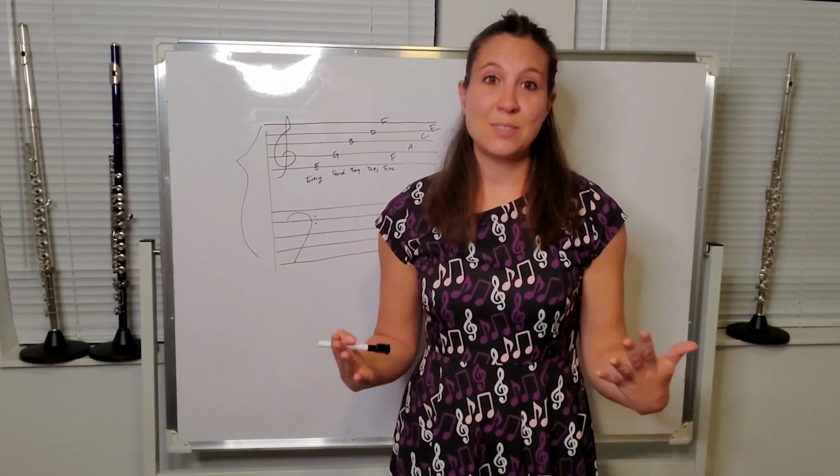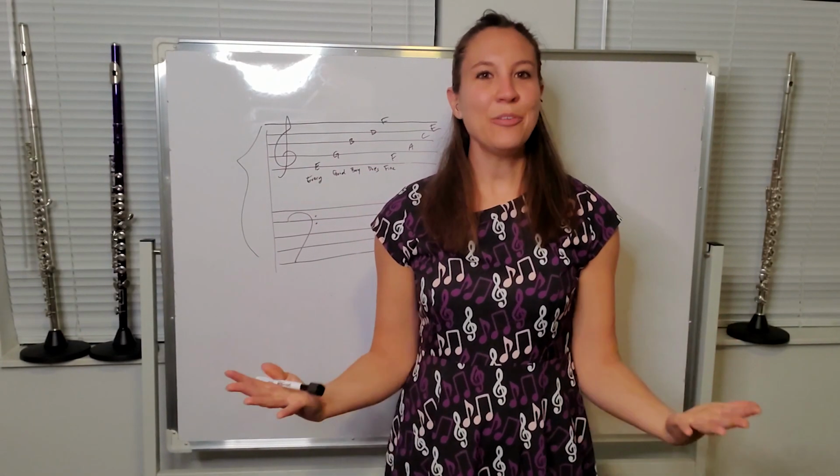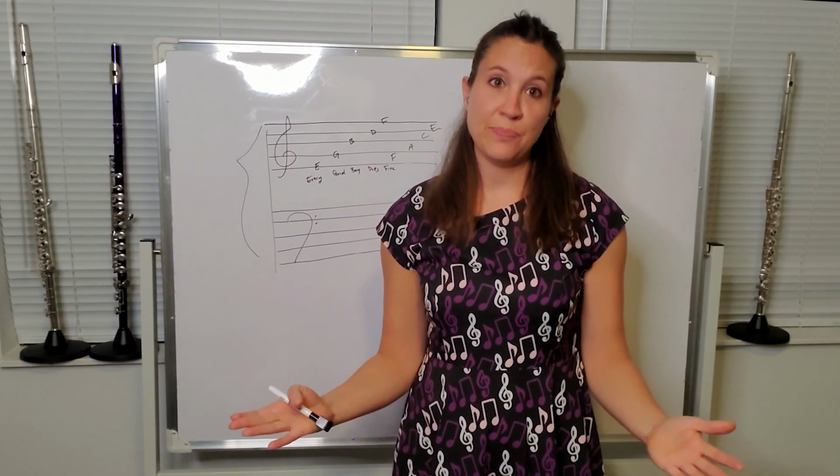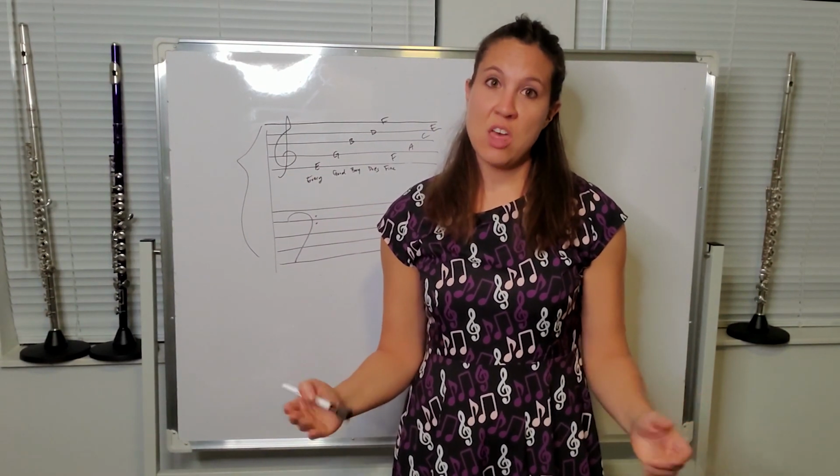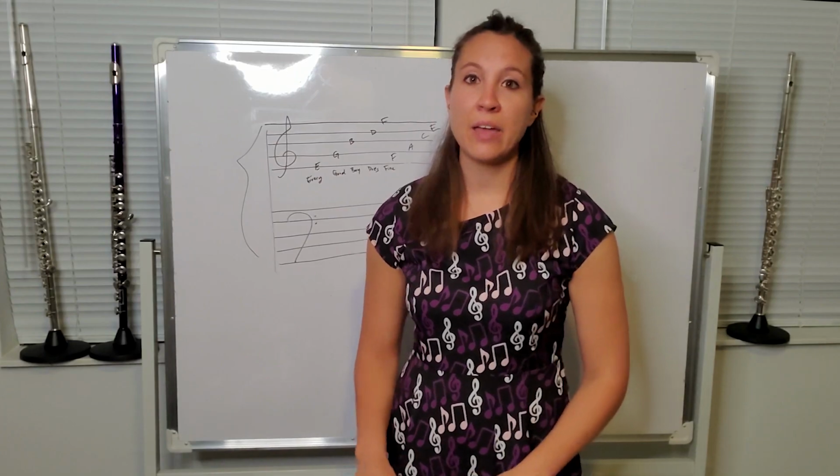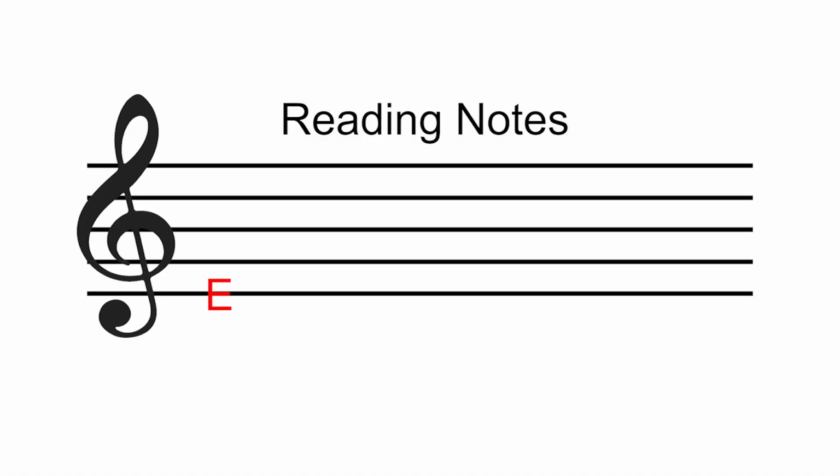And when the lines and spaces are put together, it's the alphabet, A through G. So when you get to G, the next note is A. You have E, F, G, then A, not H, B, C, D, E, F.